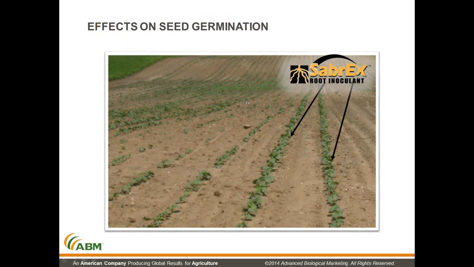Effects on seedling germination. Now this is a field of pickles, but these two rows here were treated with Sabrex, which contains Trichoderma, and the other rows over here on the left were untreated. So we find that we get increased germination and better early season vigor with the plants.